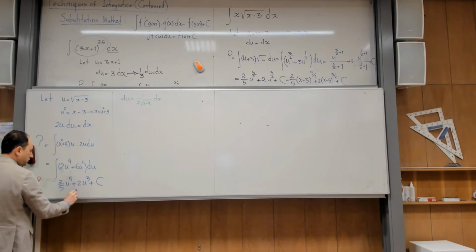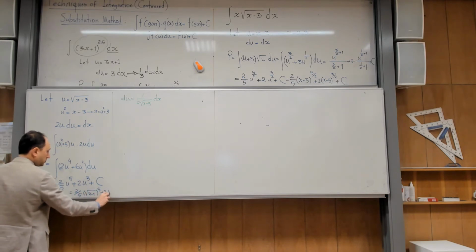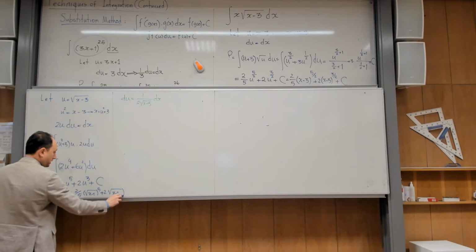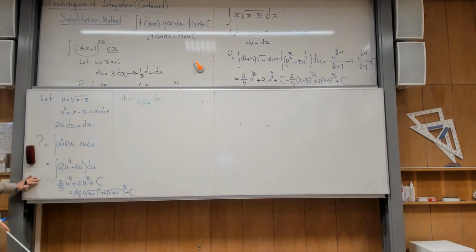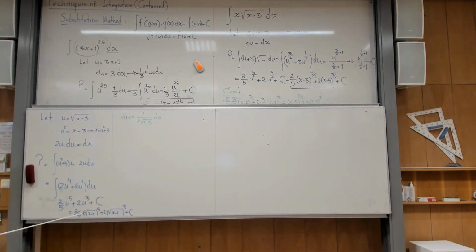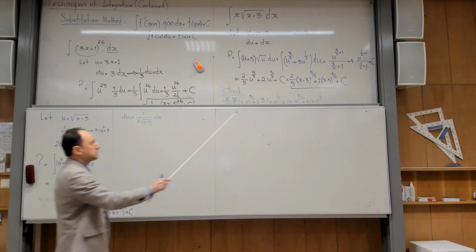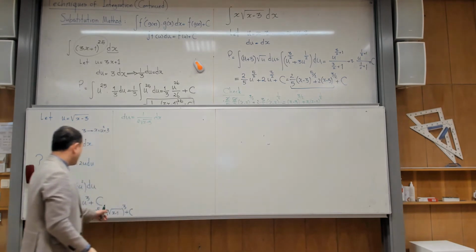So this becomes 2 over 5 times the square root of x minus 1 to the power of 5, plus 2 times the square root of x minus 1 to the power of 3, and then plus a constant. And I hope that you agree with me now that this is exactly the same answer I got there, yes? Because the square root of x minus 1 to the power of 5 is nothing except (x minus 1) to the power of 5 over 2. And the same for this one.